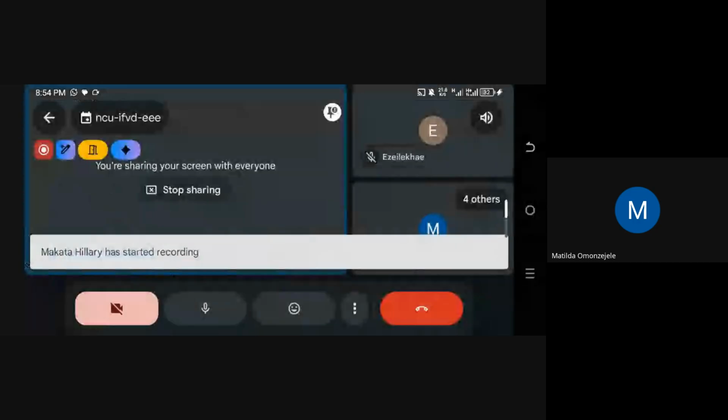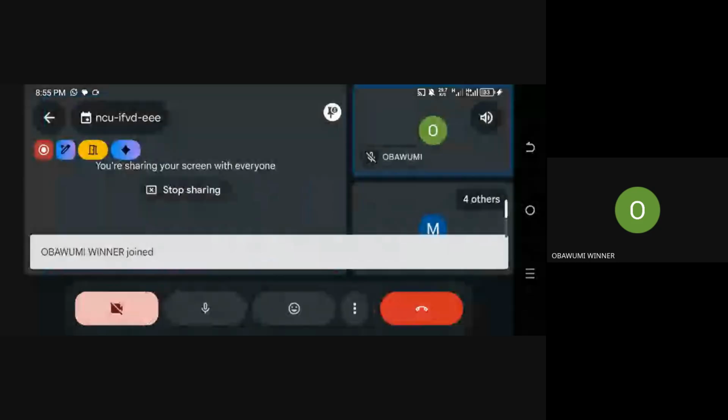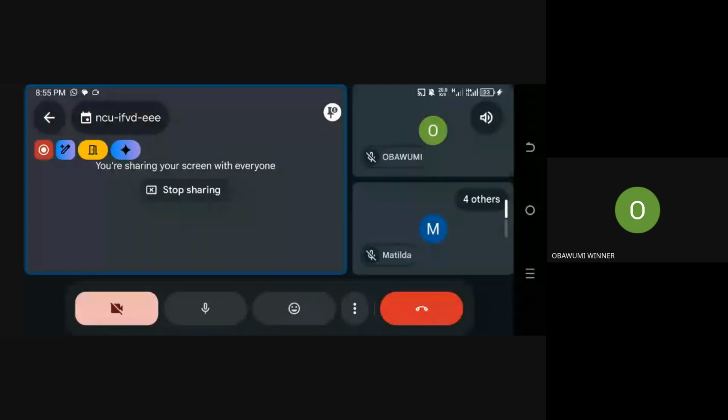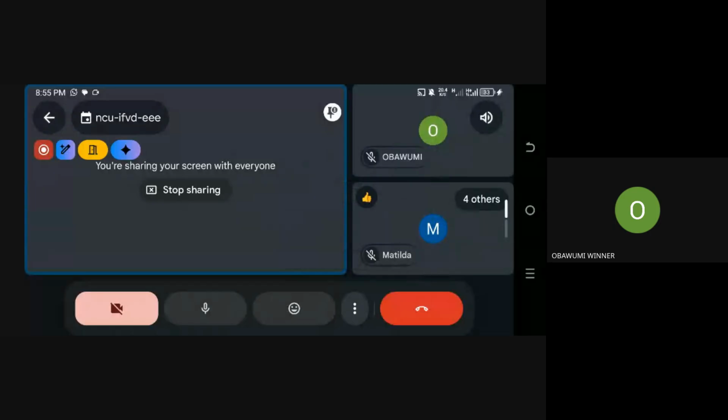Can everyone see the board? Please respond with a thumbs up if you can see the board. Okay, so others can see the board. If you're not seeing the board, it could be that your network is bad, but I would advise you to disconnect from the call and try to rejoin again.